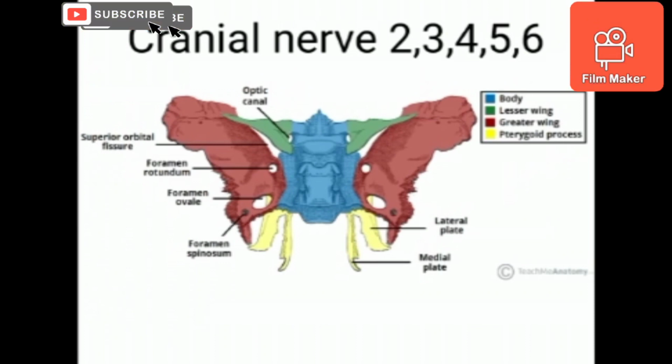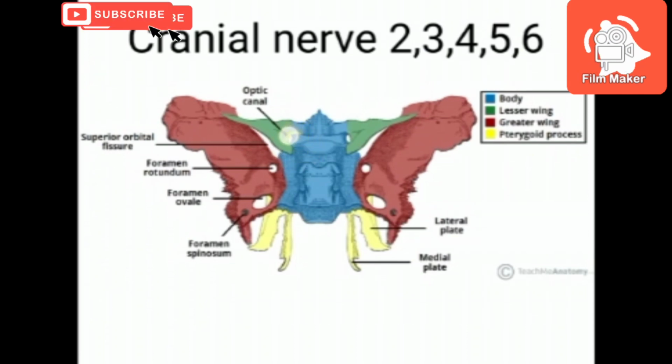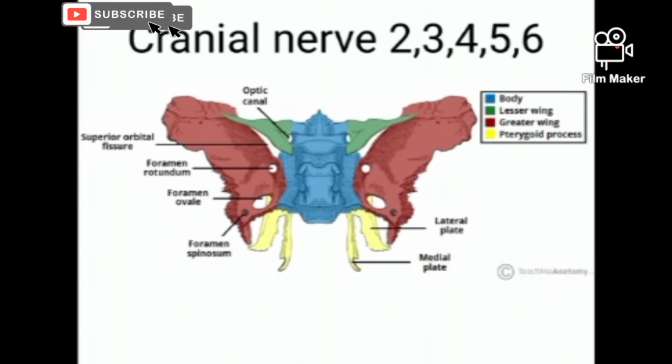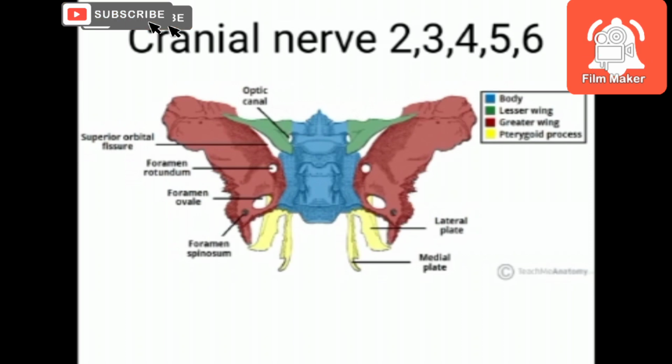Now what we are able to see is the sphenoid bone. This is the body of the sphenoid bone, the lesser wing and the greater wing of the sphenoid. This is the optic canal. We can see this optic canal between the body of the sphenoid and the lesser wing of the sphenoid. Through this optic canal, our optic nerve passes, which is the second cranial nerve.